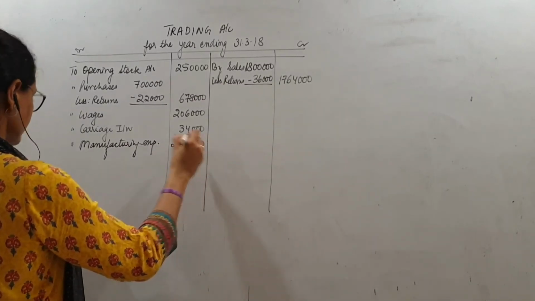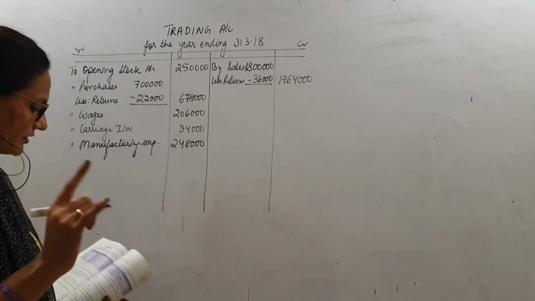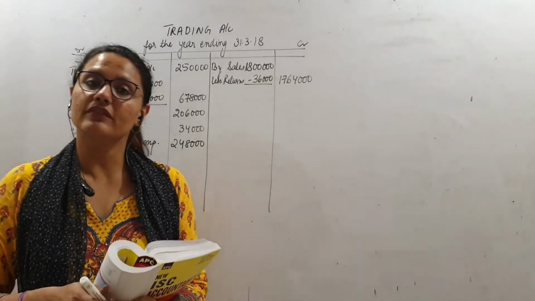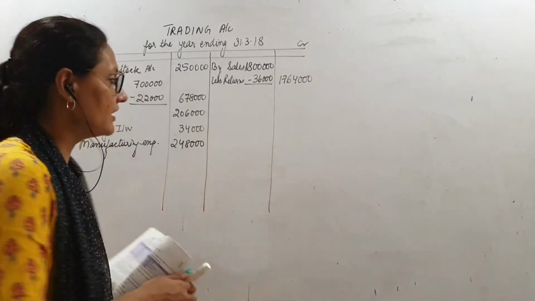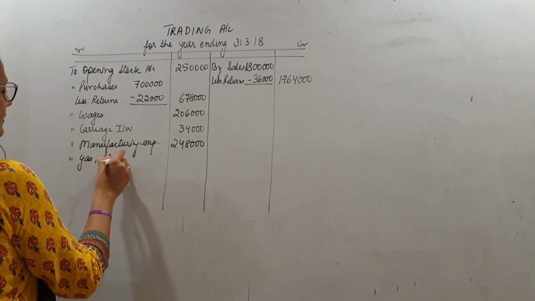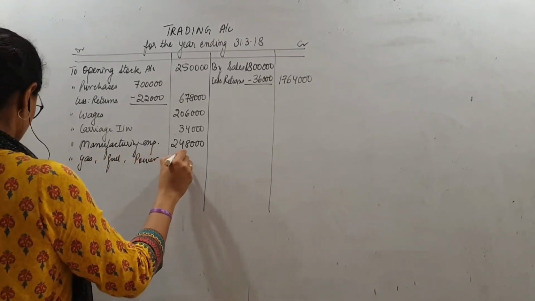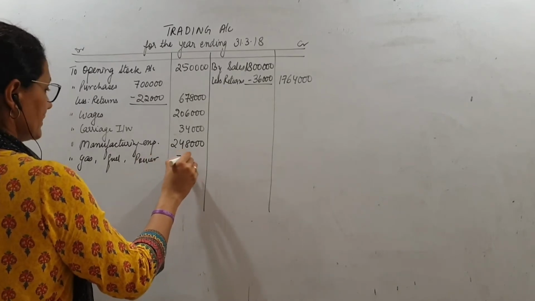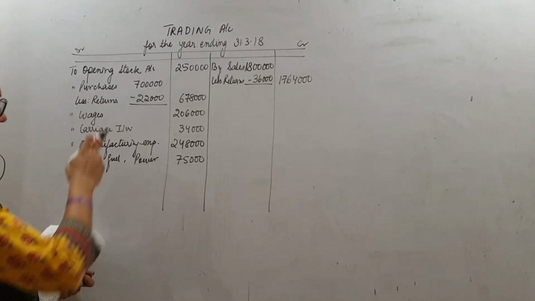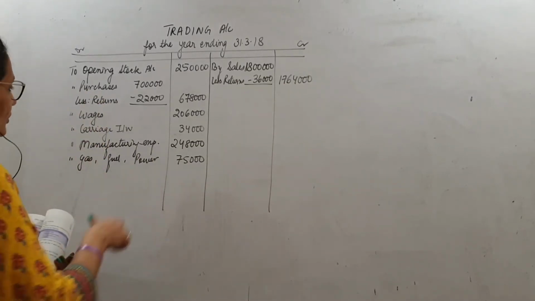2,48,000. Then, purchase return and sales return we have taken. Gas, fuel and power is always related to manufacturing, your plant related, isn't it? So, gas, fuel, power is how much? 75,000. Debited to trading. These are all closed. See, all these expense accounts are being closed here.